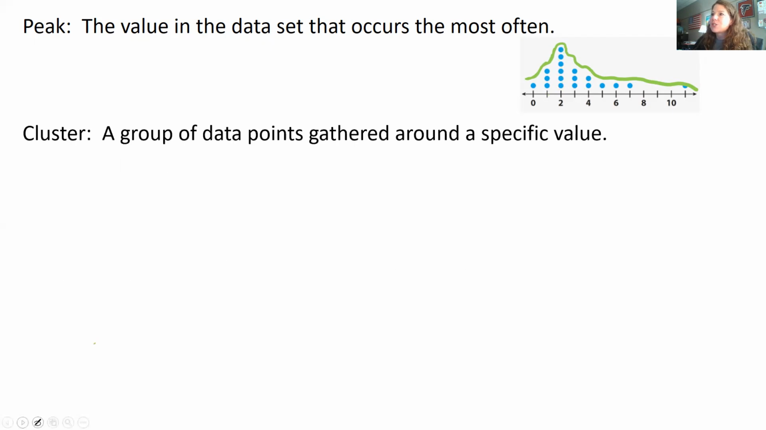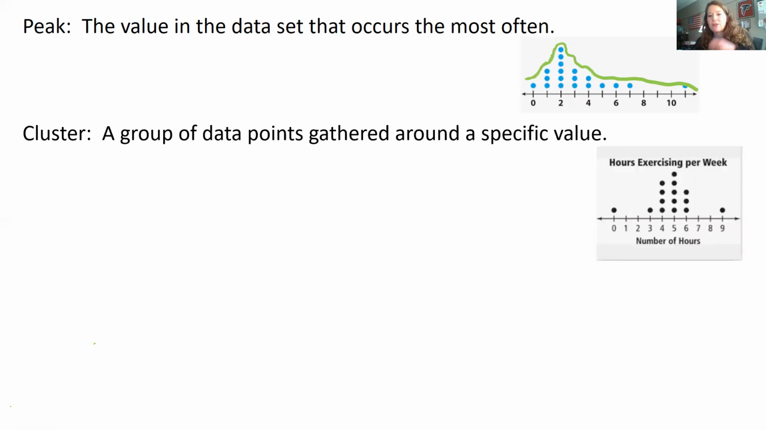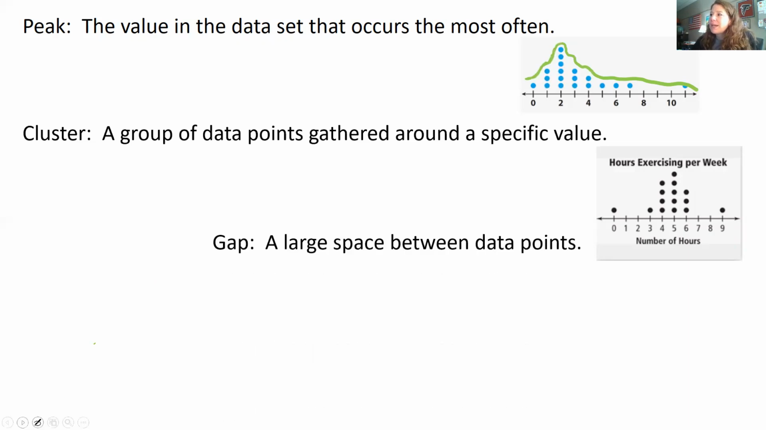All right, what else? A cluster is a group of data points gathered around a specific value. So this isn't really a big cluster. This basically is all of our data except for one piece up here, which is probably considered an outlier, as it's far away from the rest of the data. But let me show you this graph right here. We do have a low point and a high point way out here, but most of the middle part of the data is clustered from 4 to 6. Do you see that? All right, what about a gap? A gap would be a large space between data points. So here we have a little bit of a gap.